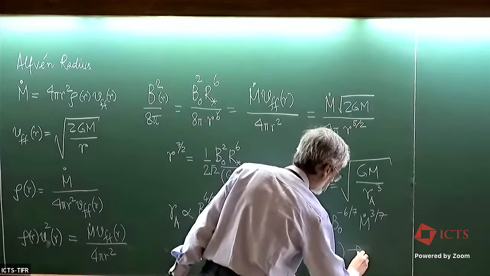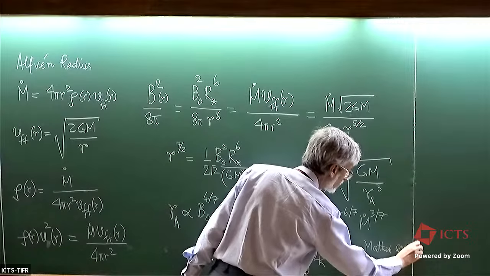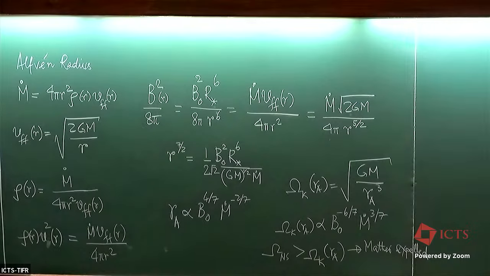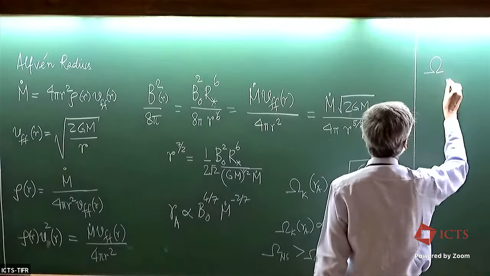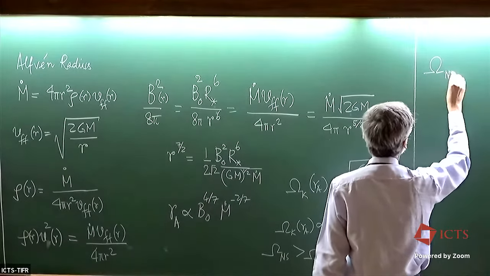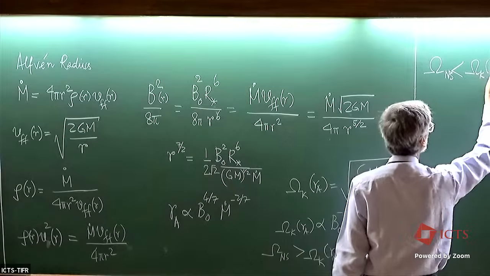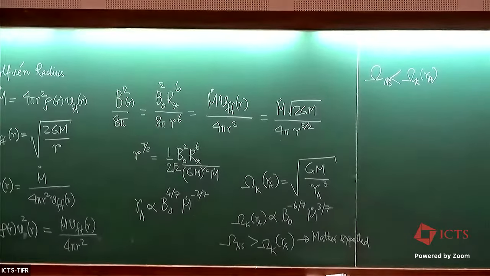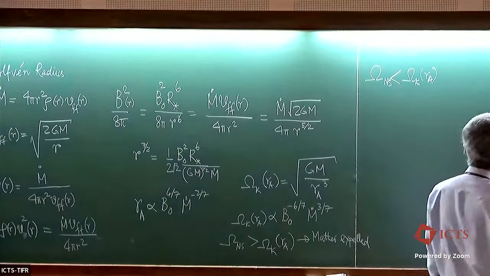So matter lost, matter expelled. No accretion is going to happen. Rather, very little accretion is going to happen. If omega neutron star is less than omega K of Ra, then obviously the matter is being made to move slower and gravity is stronger, so it is going to follow the magnetic field and fall on the surface of the neutron star. So accretion takes place.